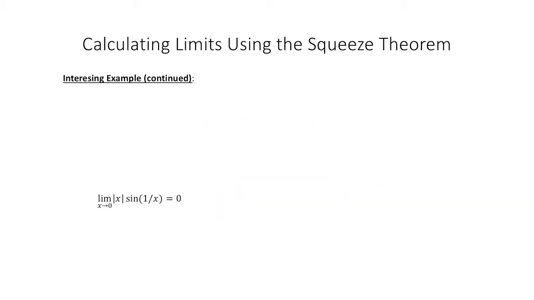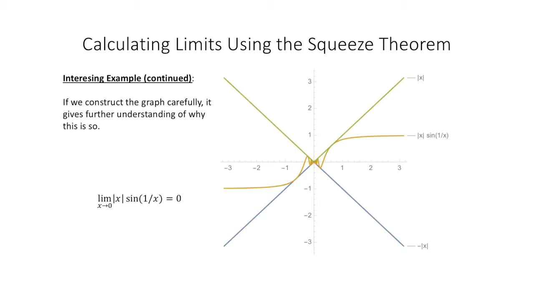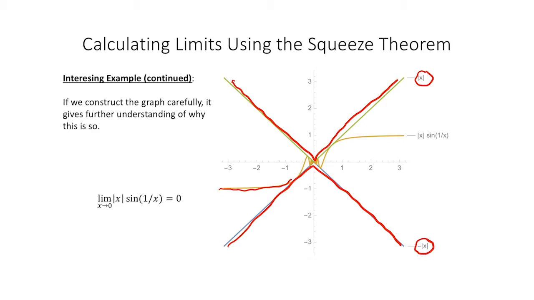So let's look at the graph to see why this is so. Just a real quick graph. Here's y equals the absolute value of x. The blue graph underneath is y equals the negative absolute value of x. And in between there's absolute value of x times sine of 1 over x, and you can see there are infinitely many waves in there.